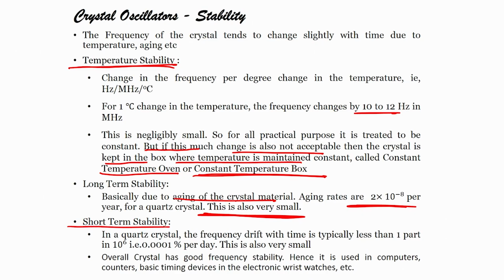Short term stability. In a quartz crystal, the frequency drift with time is typically less than 1 part in 10 to the power 6. 1 part in 10 to the power 6 is 0.0001% per day. This is also extremely small.